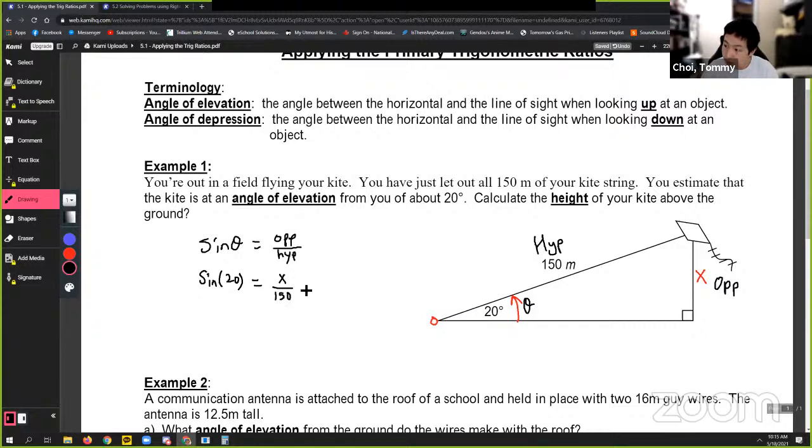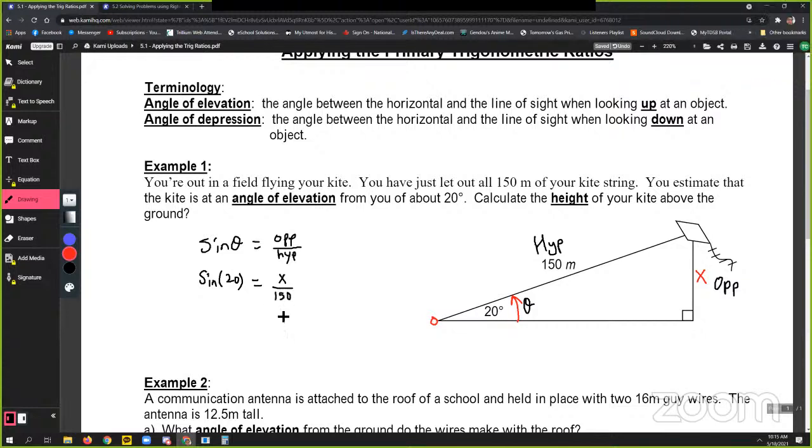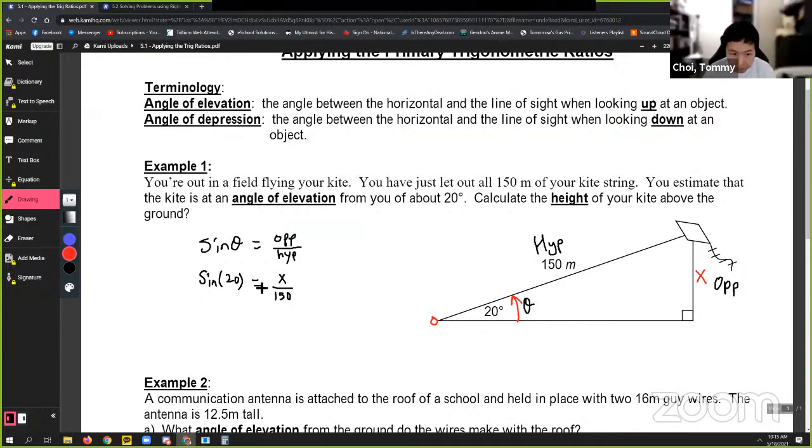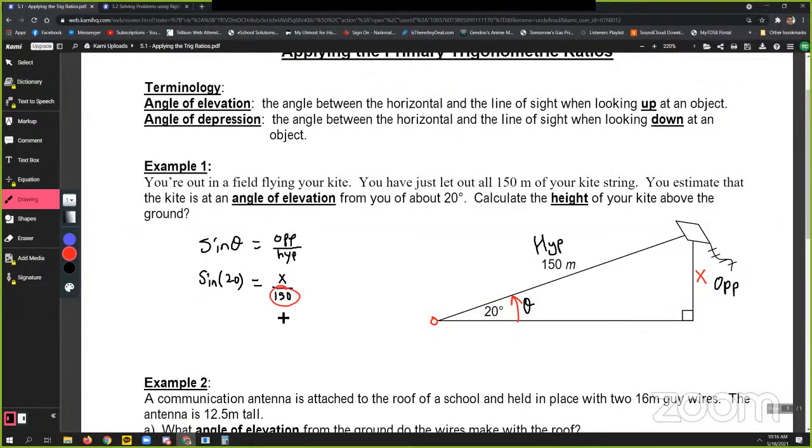So what's going to happen here is that we're going to get rid of the 150. And how do we get rid of 150? Divide by 20? Multiply by sine 20? No, 150.